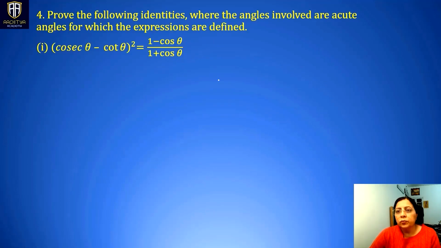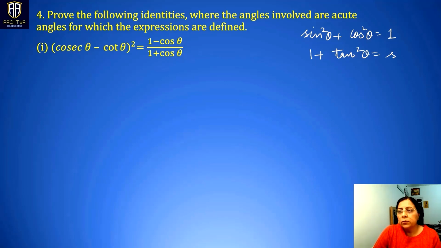In this, we have to prove the following identities where the angles involved are acute angles for which the expressions are defined. So let me write the basic first 3 identities here. They are sine squared theta plus cos squared theta is equal to 1. Second one is 1 plus tan squared theta is equal to secant squared theta. And 1 plus cot squared theta is cosec squared theta. So we can use these 3 basic identities as the standard results and we can come to these identities, right?